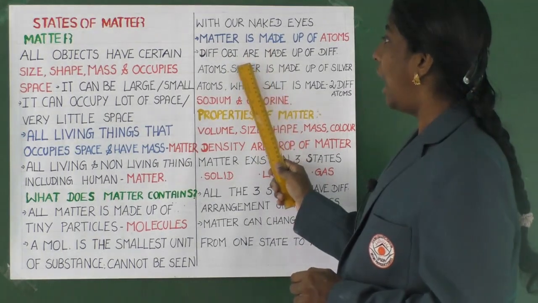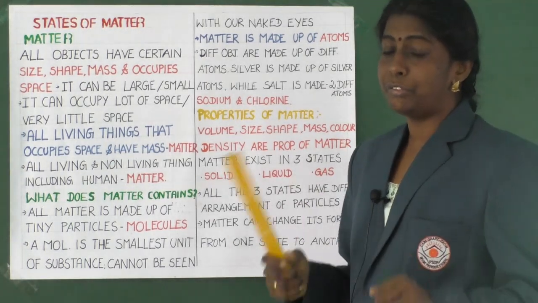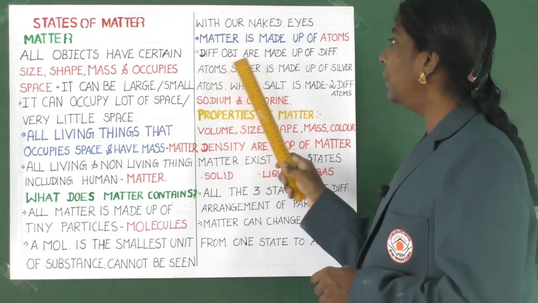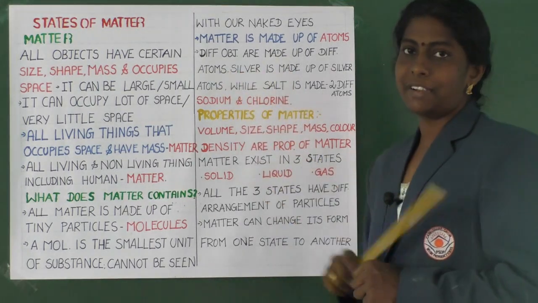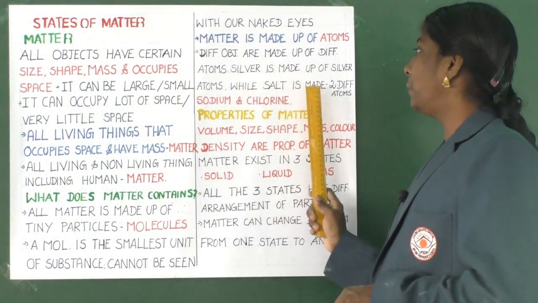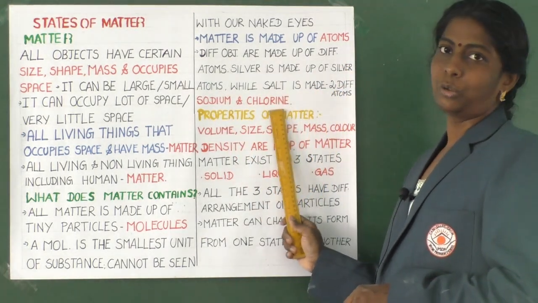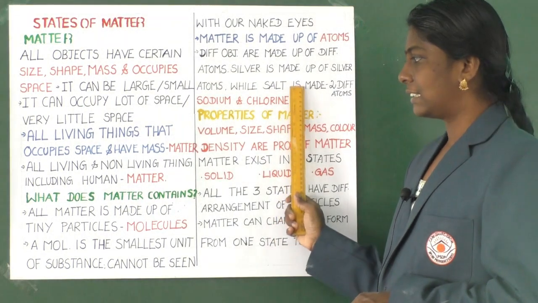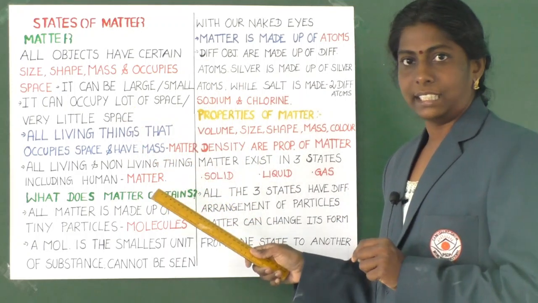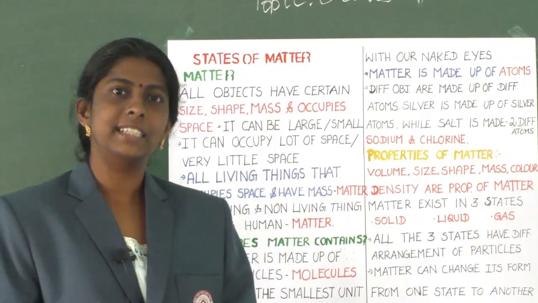Different objects are made up of different atoms. For example, silver is made up of silver atoms, while salt is made up of two different atoms: sodium and chlorine. Now we have learned what we mean by matter and what it contains, that is, molecules and atoms.